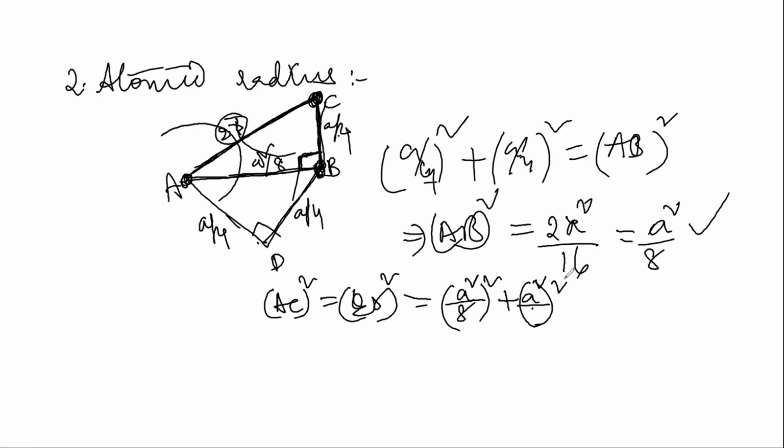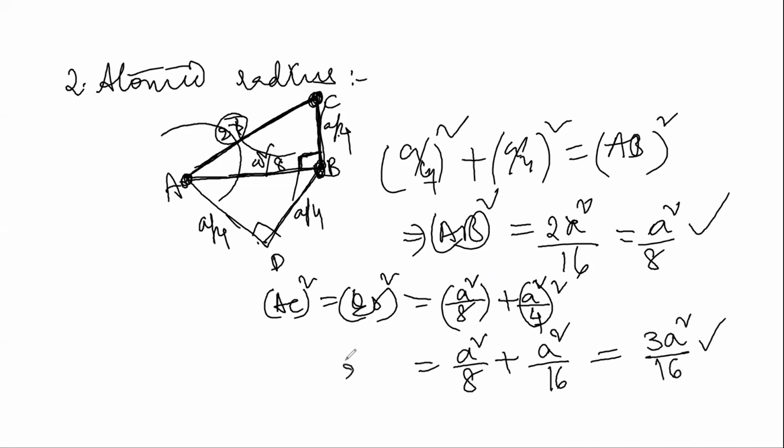See, AB whole square is a square by 8, no? So directly I can write it as a square by 8. Okay, children. a square by 8 plus a by 4 whole square, so a square by 8 plus a square by 16. Now what I'll get? Taking 16 as LCM, I'll get 3a square by 16. This is 2r whole square. What is 2r whole square? 4r square equal to 3a square by 16.